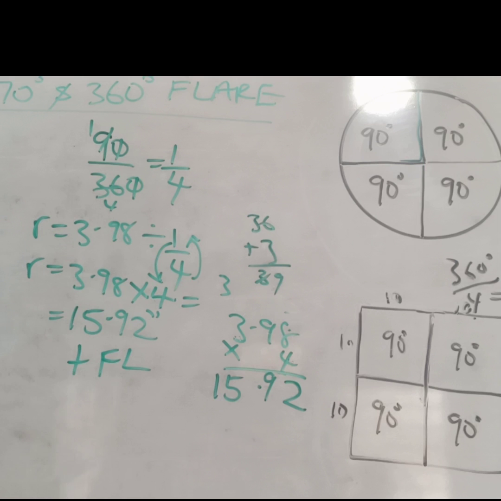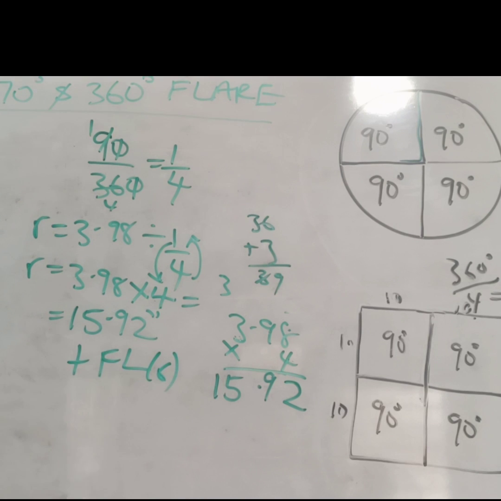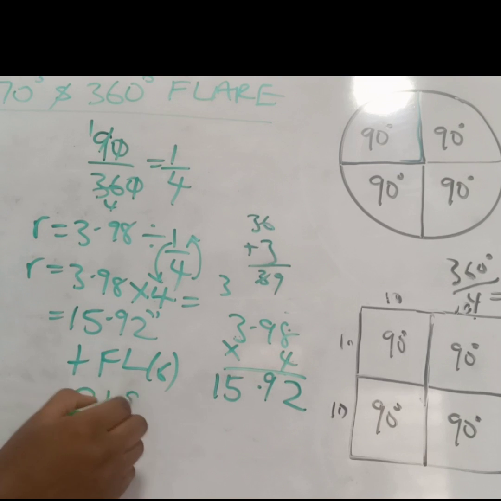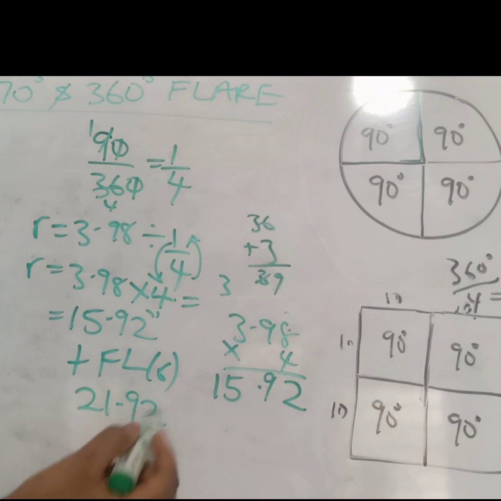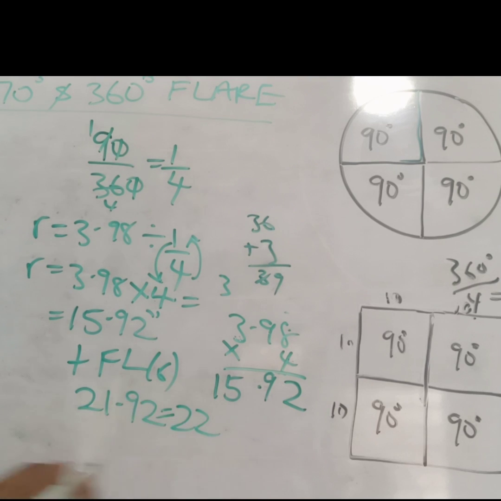And of course, we are going to add this to our length of flare. Our flare length that we are using for this illustration is 6 inches. So by the time we add 15.92 to 6, we are going to have 21.92. To have an allowance for the zipper, you can simply cut 22.